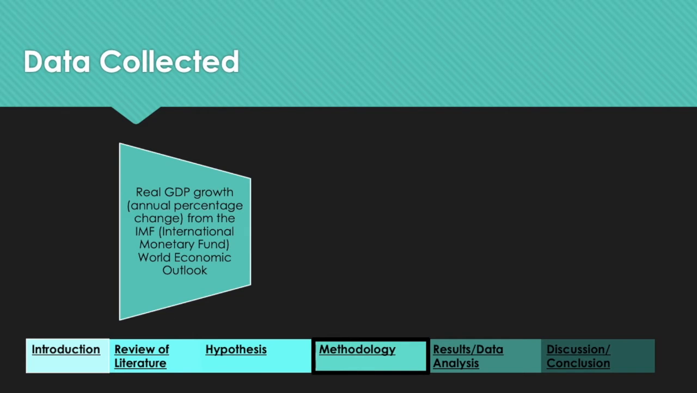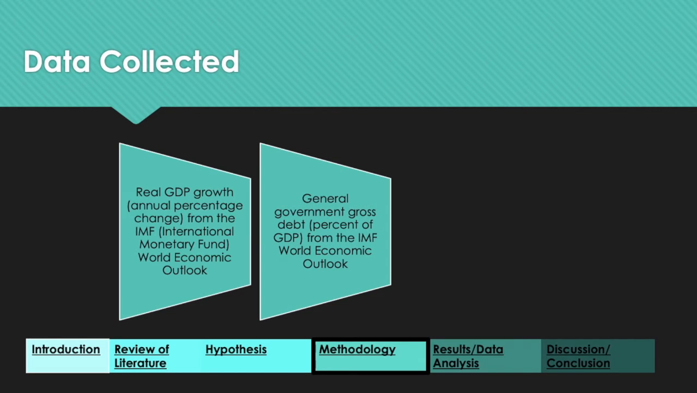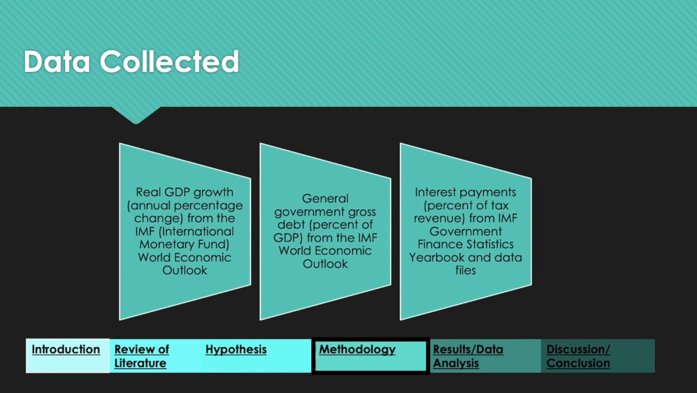The data collected included real GDP growth as an annual percentage change from the IMF, which is the International Monetary Fund. They are an organization that publishes a range of time series data on IMF lending, exchange rates, and other economic and financial indicators online. General government gross debt as a percent of GDP, and interest payments as a percent of tax revenue. All this data is in percentages in order to avoid currency conversions.